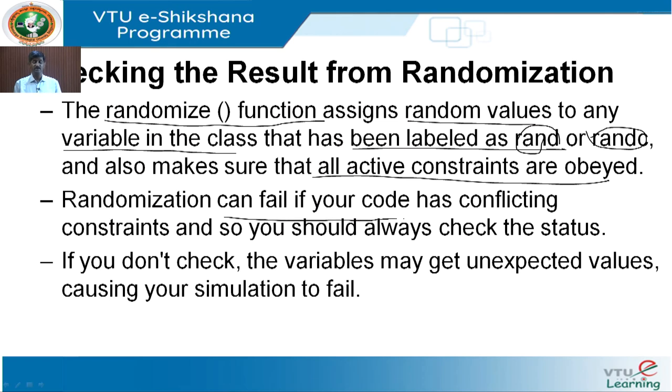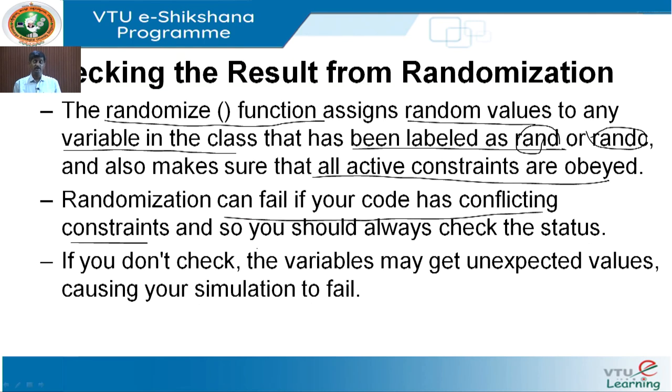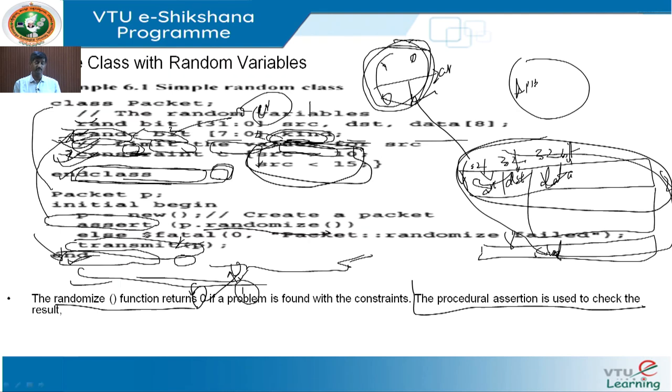This is randc for kind and a constraint for source. Randomization can fail by conflicting constraints. If the values are not followed, then the randomization has failed. You should always check the status of failure. Through any one of the techniques, I am using an assertion technique here. You can check using conditional statements, conditional operators, case statements, and so on. We have randcase also to check that.